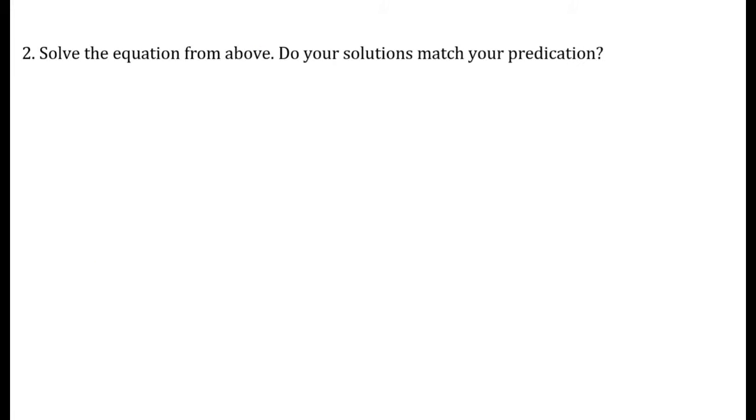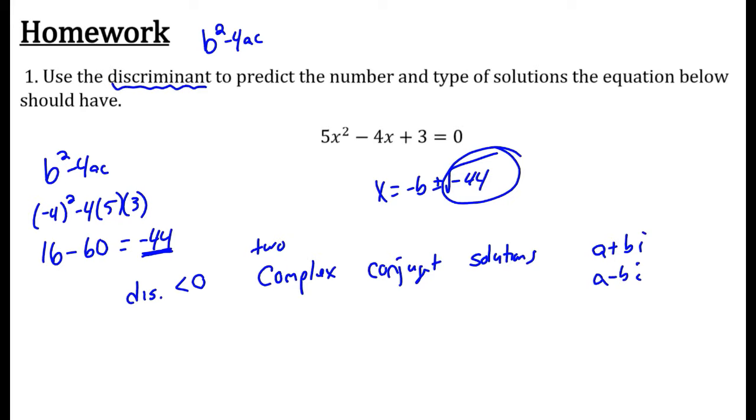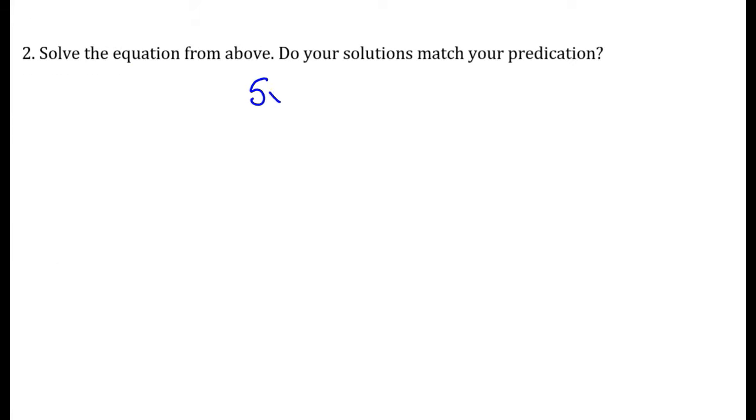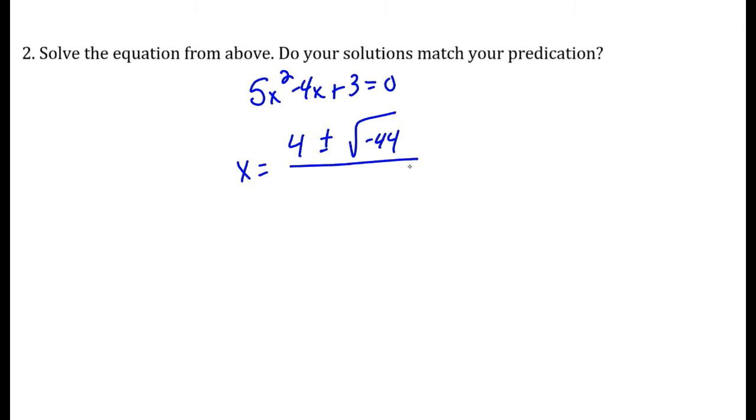Number 2 says solve that equation. So it's 5x squared minus 4x plus 3 equals 0. And we know we've got a square root of negative 44. So I know my solutions are x equals negative b, the opposite of b, plus or minus the square root of b squared minus 4ac, all over 2 times 5, which is 10. So those are my solutions, and how do I simplify this?